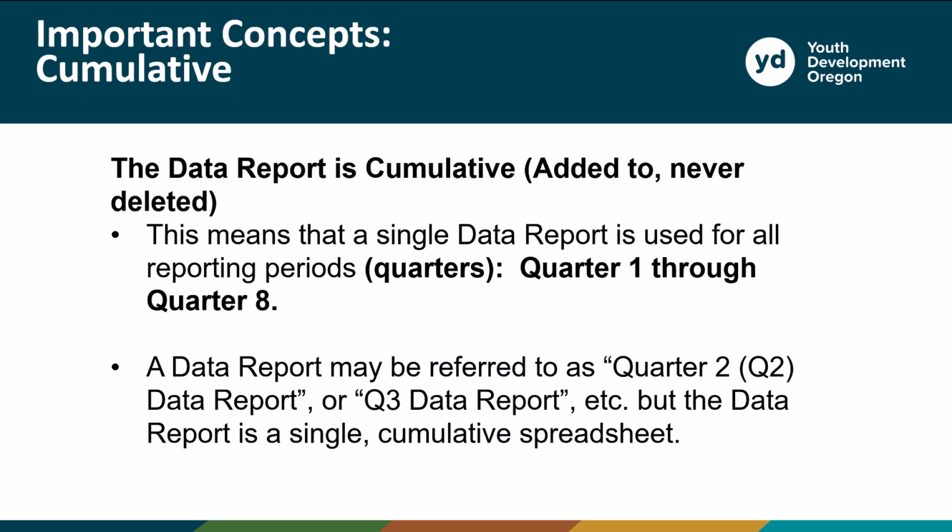Okay, so we'll move on to some important concepts. The data report is cumulative, so it's added to, never deleted. This means that a single data report is used for all reporting periods, quarter 1 through quarter 8. We might be referring to the data report as a quarter 2 report or the Q3 data report, but just keep in mind that the data report is a single cumulative spreadsheet that you continue to add to throughout the biennium.